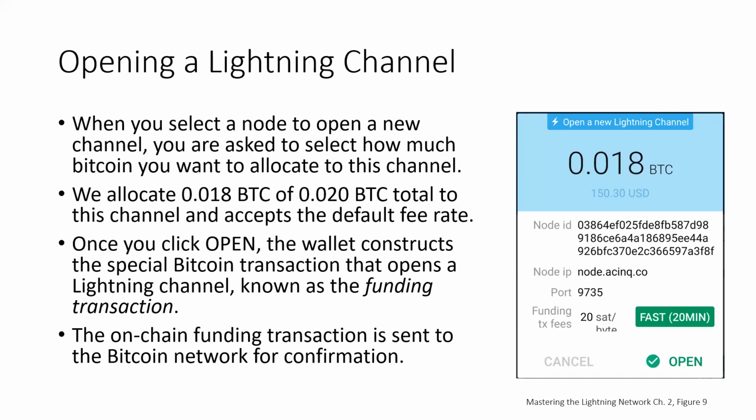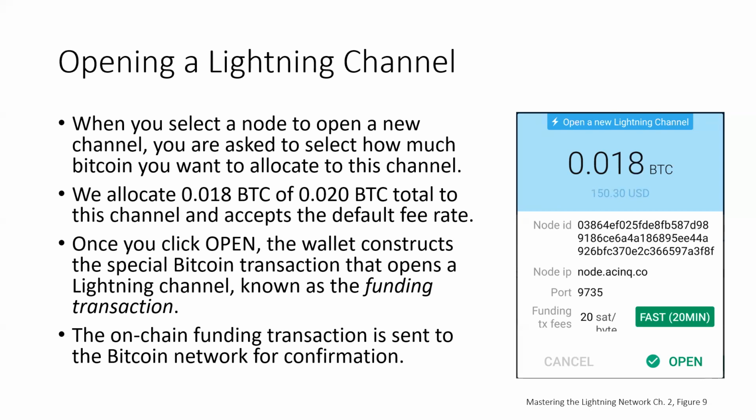So she selects the async node and is ready to open her first channel in the Lightning Network. When Alice selects a node to open a new channel, she's asked to select how much Bitcoin she wants to allocate to this channel. In subsequent lectures, we're going to talk about the implications of these choices, but for now, she's going to allocate almost all of her funds to the channel. Since she'll have to pay transaction fees to open the channel, she'll select an amount slightly less than her total balance so we can cover the transaction fees.